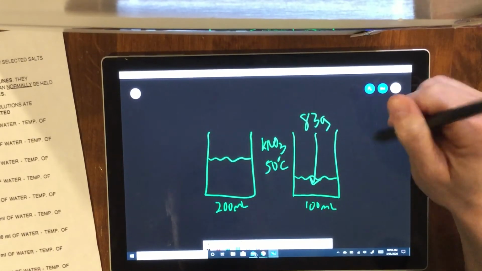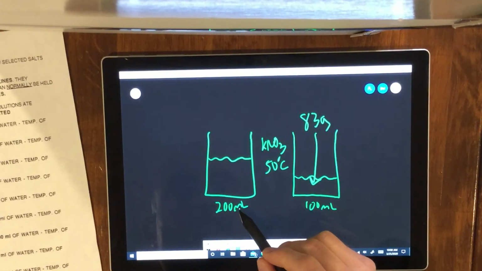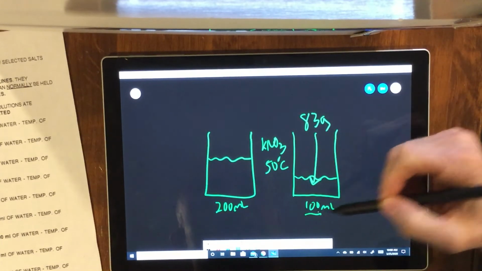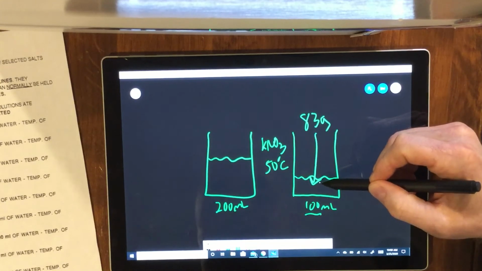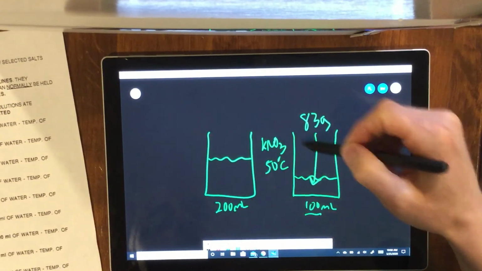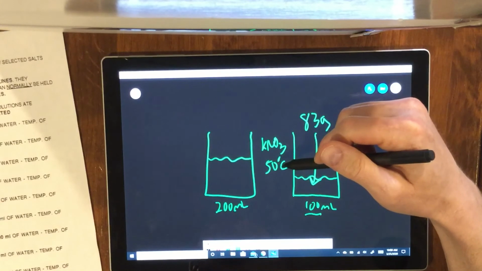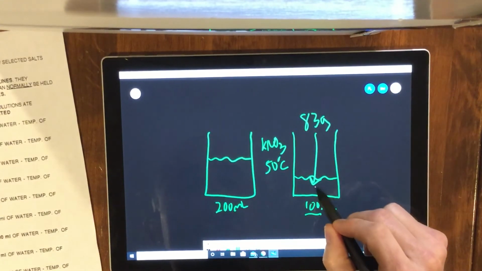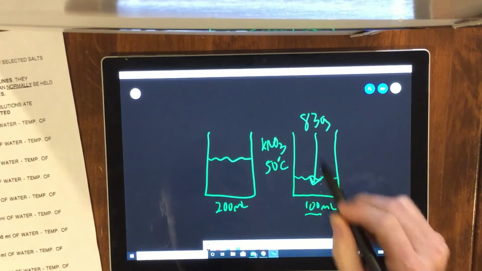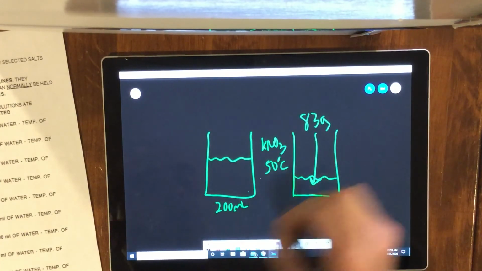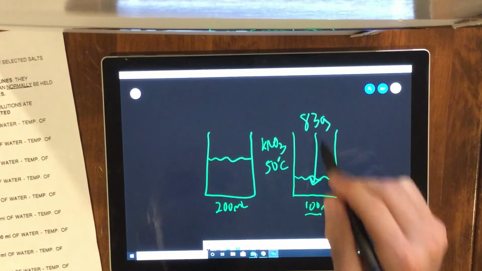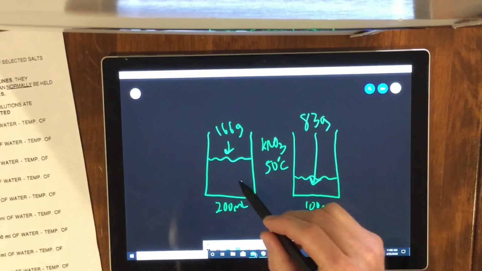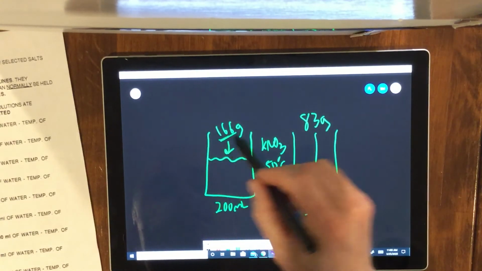solution. Well, if I double the water, that means I can add more solute, right? So if 100 milliliters can hold 83, 200 milliliters will hold more. And the question is, how much more? Well, a saturated solution at 100 is 83, so a saturated at 200 is twice that. So 83 plus 83 is 166. So this solution can hold 166.